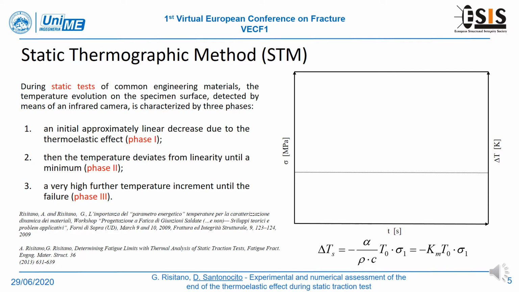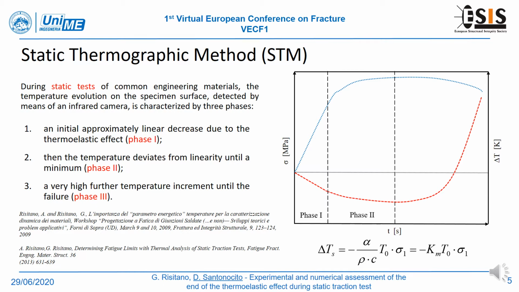During static tests of common engineering materials, the specimen's temperature is characterized by three phases: an initial approximately linear decrease due to the thermoelastic effect, following Lord Kelvin's law. Then, in the second phase, the temperature deviates from linearity until a minimum, and finally it experiences a very high further increment until the failure.